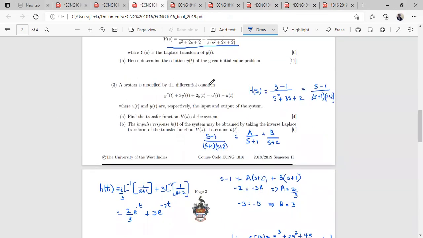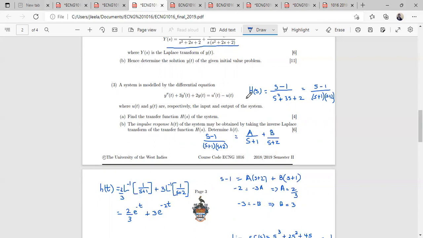A system is modeled by the differential equation y double prime t plus 3y prime t plus 2y t is equal to u prime t minus u t. And you know that u t would be your input, right? And y t is your output. So you wanted to find the transfer function, right? So you know your transfer function is your Y(s) over your U(s). So you'll end up getting (s minus 1) over (s squared plus 3s plus 2). Because you just have to take the Laplace transform throughout, and all your initial conditions will be 0.